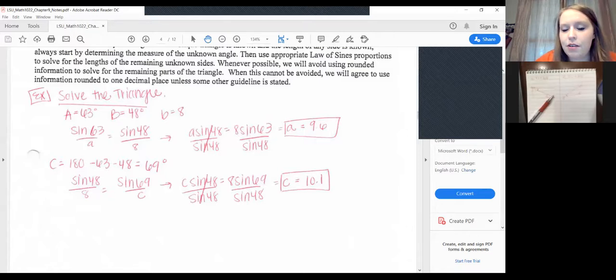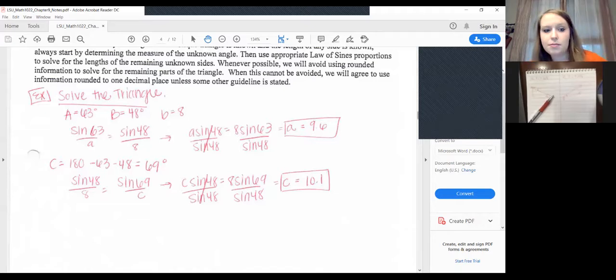I would use what they gave you, not what you found, because if you did this wrong, then this answer is going to come out wrong again. So again, use sine of 48 divided by 8 equals 69 over C. Cross multiply, divide, and we got C is equal to 10.1. So those are pretty easy as well.